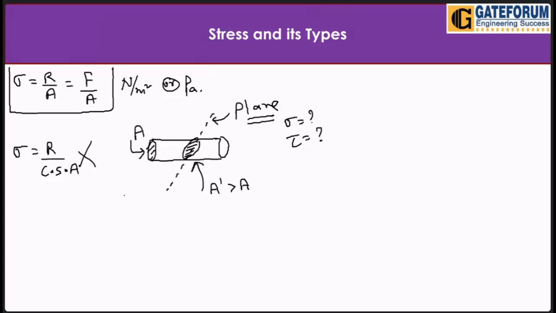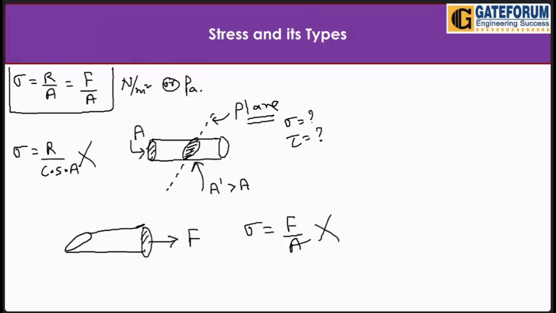So it is not always the cross section area. It can be anything. If we have a rod and load F is applied here, you can't write sigma is equal to F by A. This is wrong, because here we should not go for this area A. Instead we should go for this area, let's say A dash. Here we have sigma, the normal stress on this plane, perpendicular to this plane, and this sigma will be equal to whatever the resisting force on that plane is, divided by A dash.